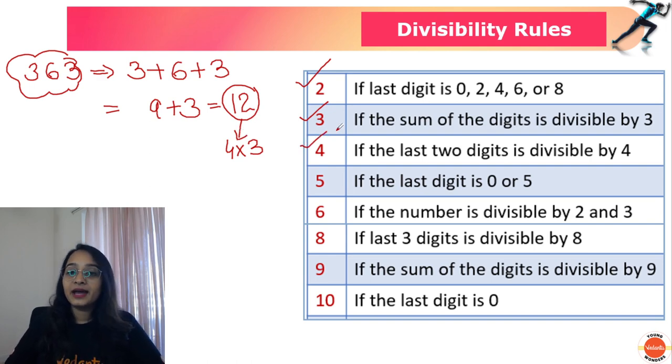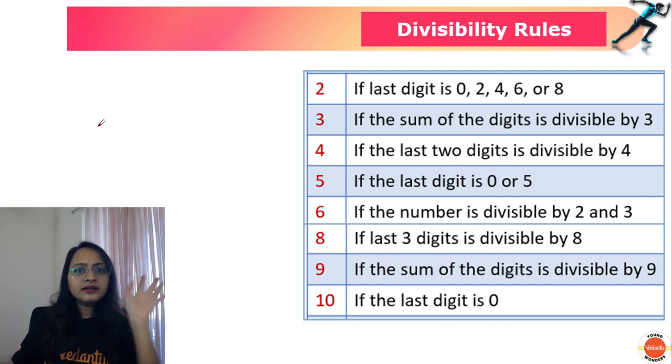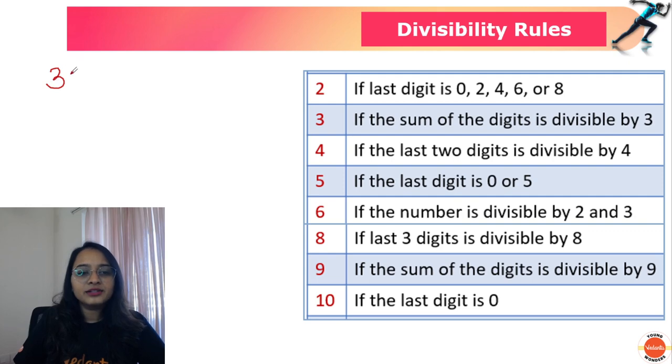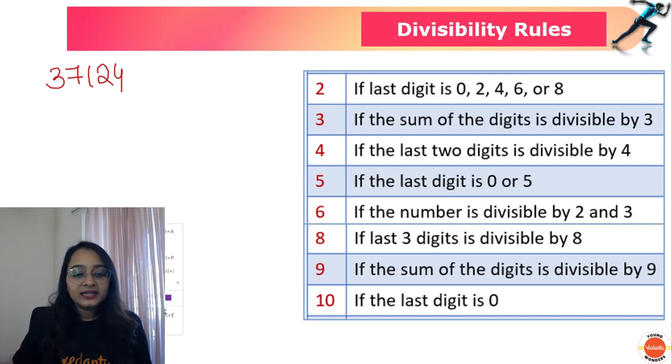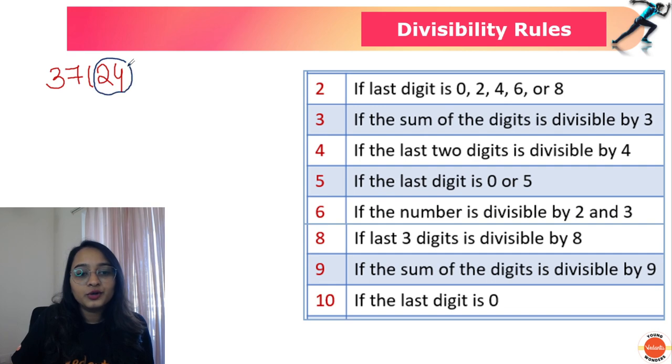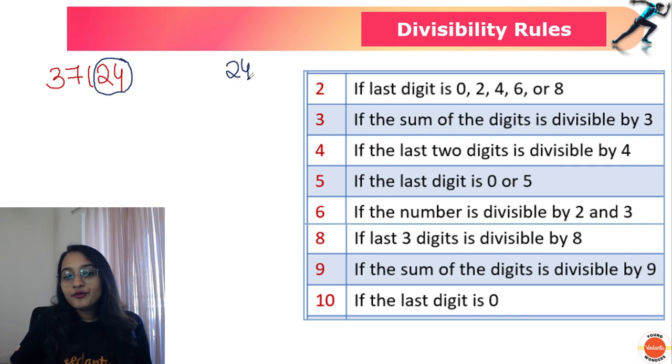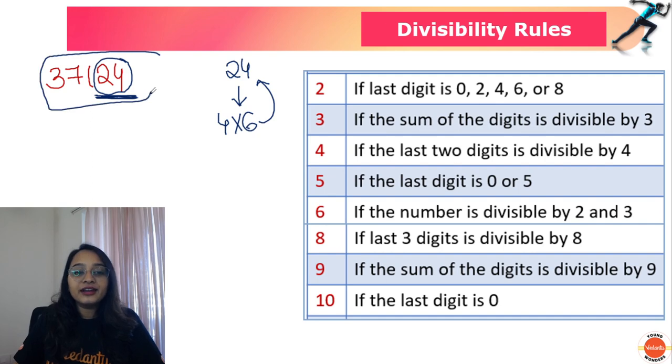Now, what about the number 4? If the last two digits are divisible by 4, the entire number is divisible by 4. For example, 37124. Now, 37,124 mein last two digits kaun se hai? The last two digits here are 24. Now, is 24 a multiple of 4 or divisible by 4? Yes. 4 multiplied with 6 is 24. Hai na? So, if the last two digits are divisible by 4, the entire number will be divisible by 4.